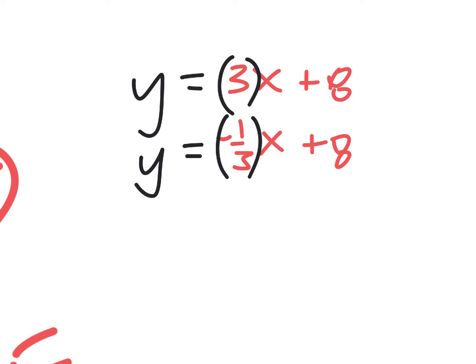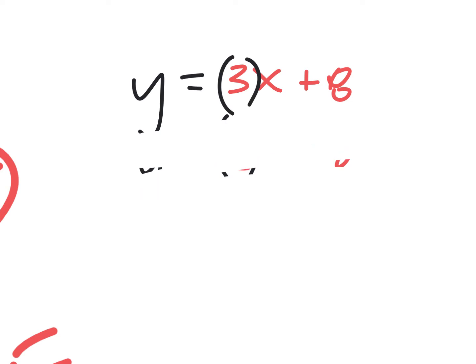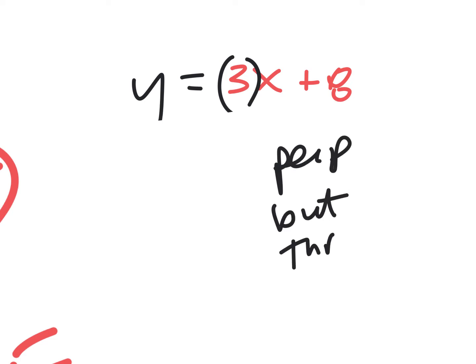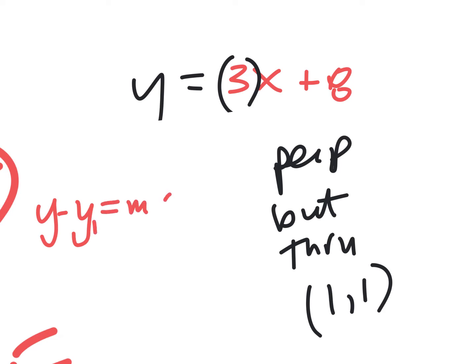All right, I'll give you another one. We're going to take the one I made, and I want you to make it perpendicular to that, but going through the point 1, 1. Now, I on purpose didn't pick the x-intercept, and I didn't pick the y-intercept. I picked another point to have them go through. How many of you knew I was talking about using this? Y minus y1 equals m times x minus x1.